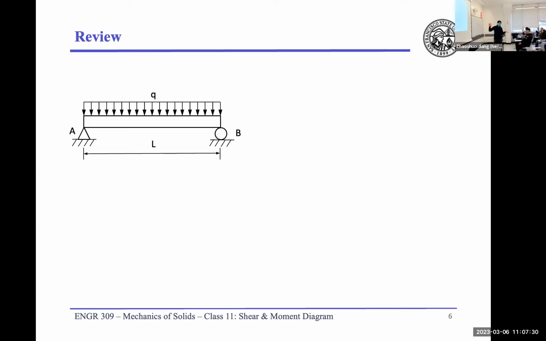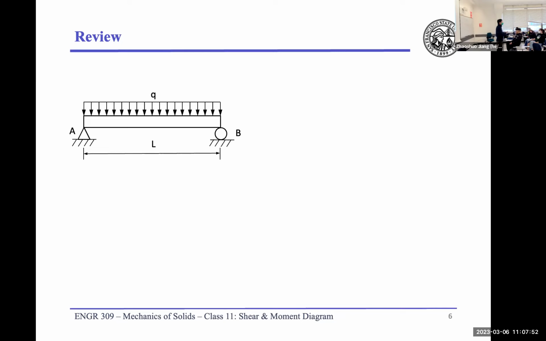The total load is Q times L. So each of those is going to be QL divided by 2. With that said, what does the shape of the shear diagram look like? Yes. So the straight line is sloping downward. Excellent. How about the moment diagram?